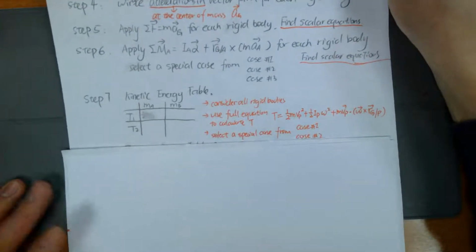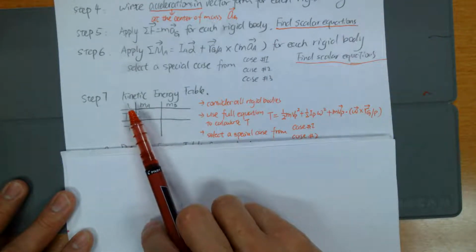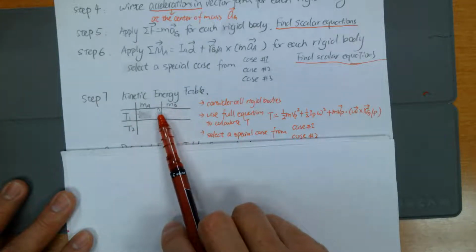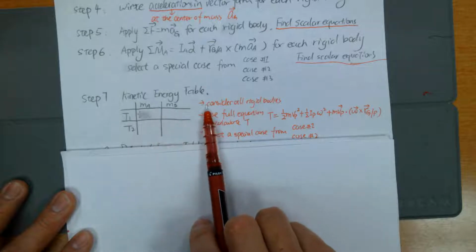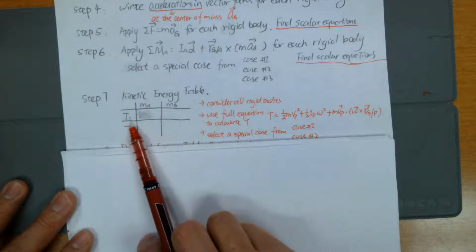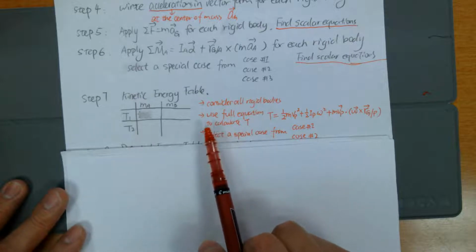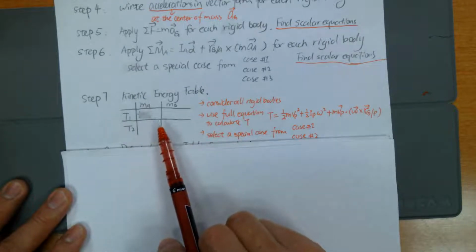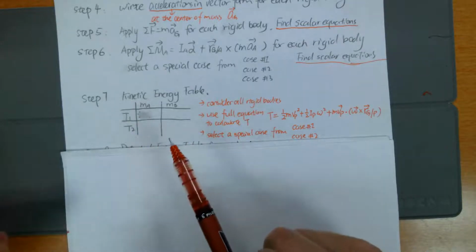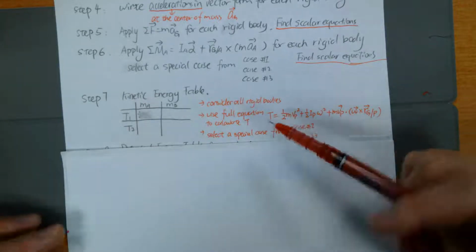Starting from step 7, we need to create a table for kinetic energy. Depending on how many rigid bodies you have, you need to include all of them. For each rigid body, to calculate their kinetic energy, you want to use the full equation. Again, please pay attention. In chapter 4A, the kinetic energy calculation is very easy, one half m v squared. In chapter 5B, it's no longer that easy because we have rigid bodies, and things can rotate.